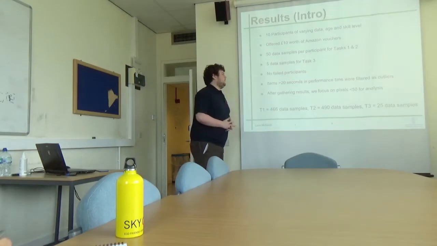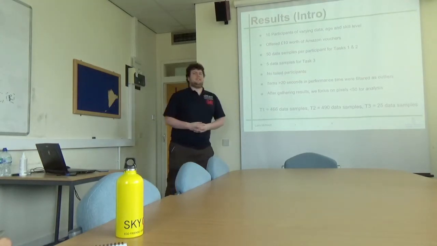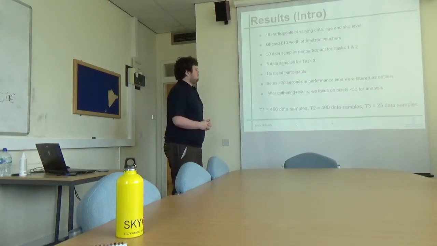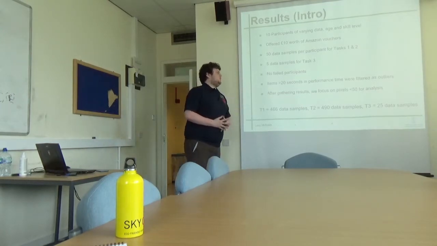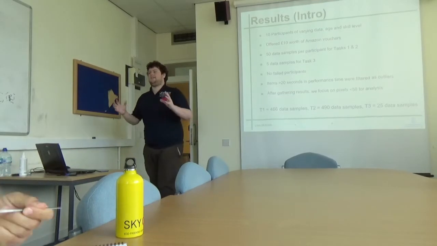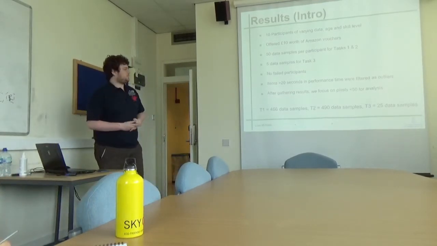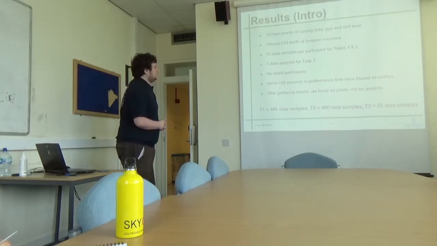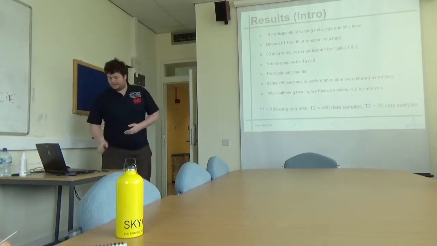So items over 20 seconds long were removed as outliers, which we'll discuss a bit more later on. And then we gathered results for 50 pixels or less, as that seemed to be the key area we were looking at. So that means we had 466 data samples for task 1, 490 data samples for task 2, and 25 data samples for task 3.